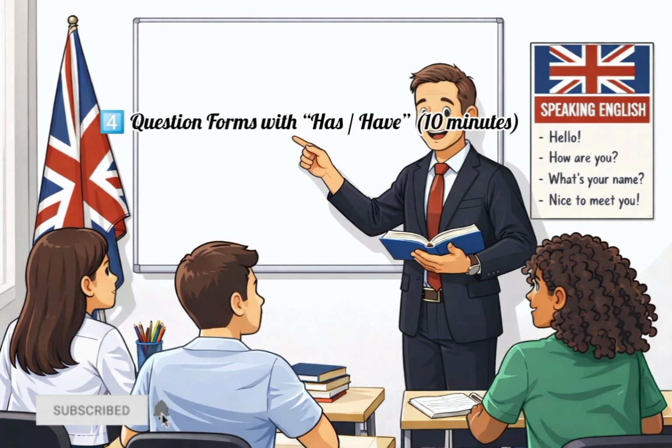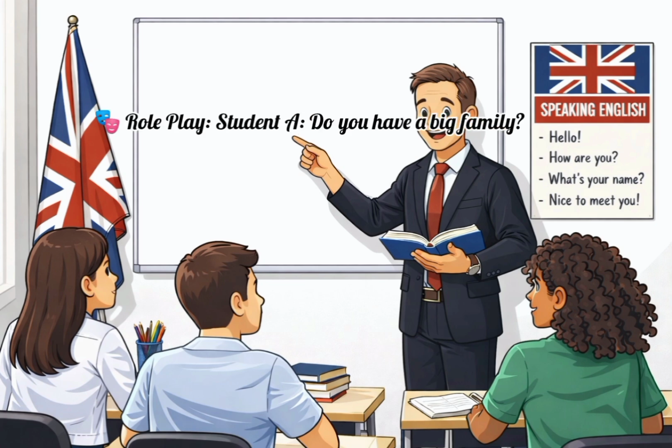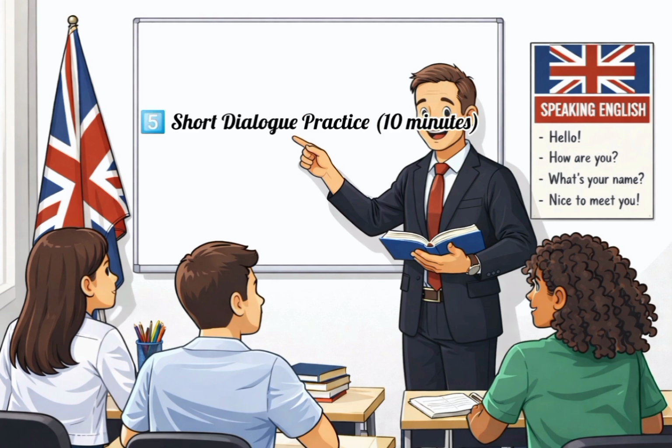Question forms with has/have, 10 minutes. How to ask. Do you have a brother? Does she have a sister? Answers. Yes, I do. No, I don't. Yes, she does. No, she doesn't. Role play. Student A, do you have a big family? Student B, yes, I do. I have 3 brothers.